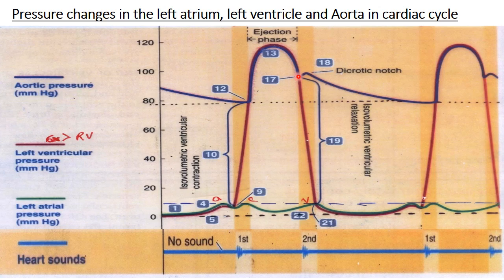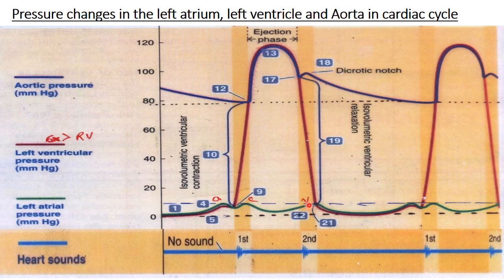And the point comes when the aortic pressure is slightly more than the ventricular pressure, the ventricle has started relaxing, and at this moment the semilunar valves close because the pressure above is more than the pressure below. The semilunar valves close, isovolumetric relaxation has started, the relaxation of the ventricle causes the pressure to fall immediately within 0.05 seconds to almost 5 millimeter of mercury.